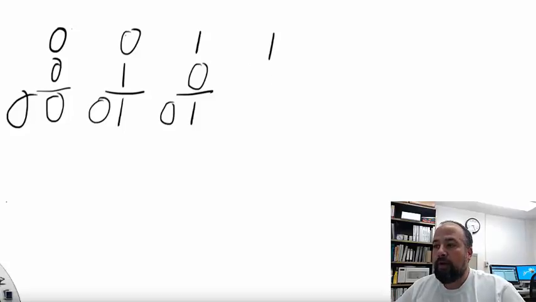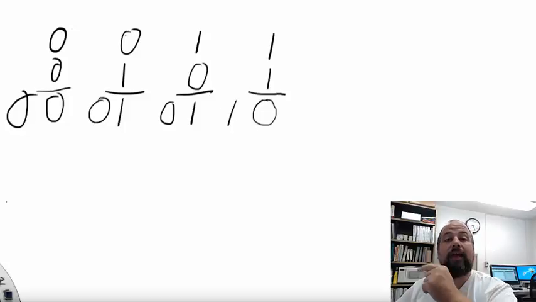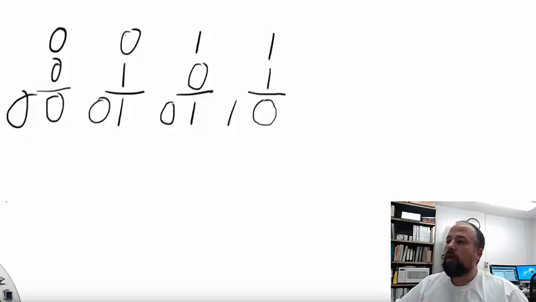And then if I have 1 plus 1, I'm going to get an output of 0 and a carry out of 1. All right? So these are all the possibilities.